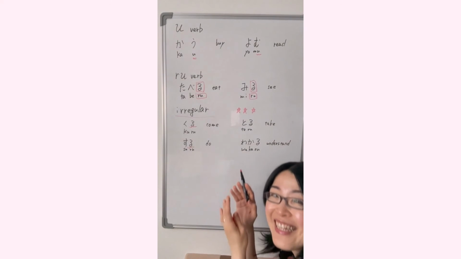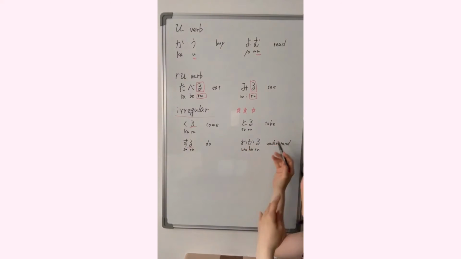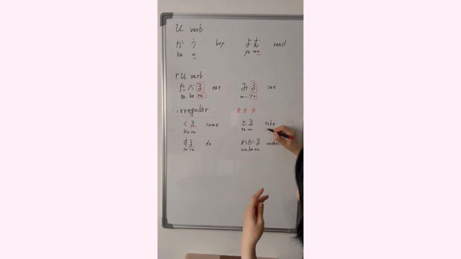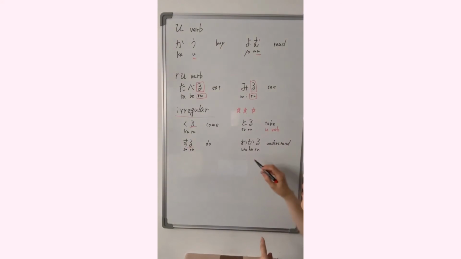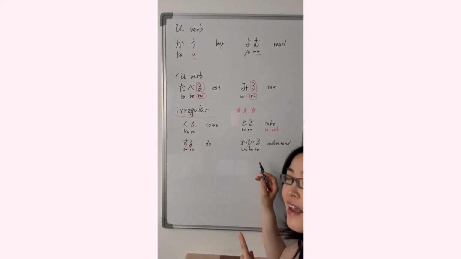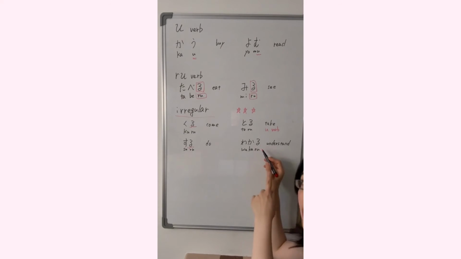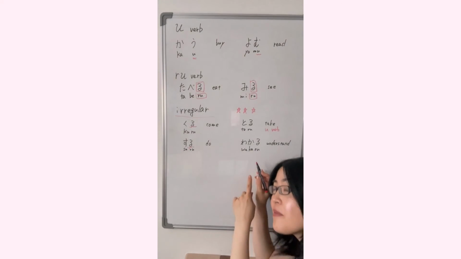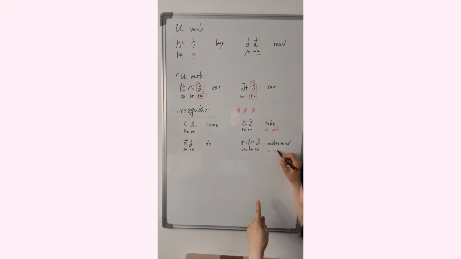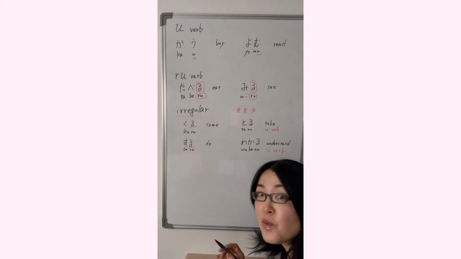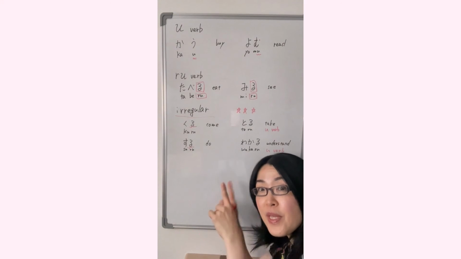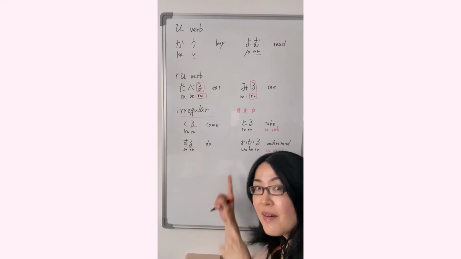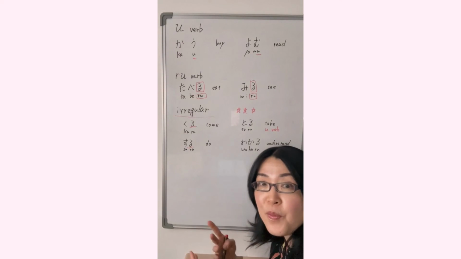Yes, can you see? So toru means take, and then this is verb, not verb. Okay, wakaru means understand, and then again it's but this verb is verb, not verb. Okay, we use these rules when we make te form.